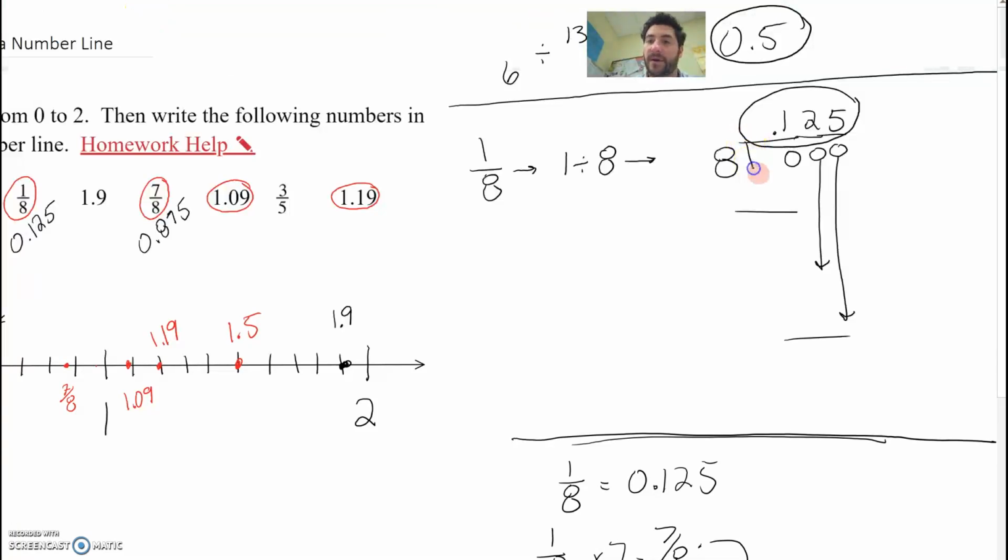So ridiculous. All right, so let's do this. Let's do all this division again.